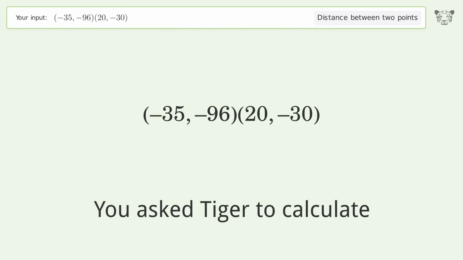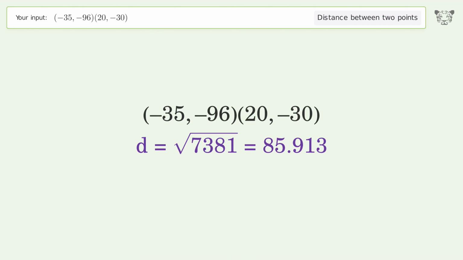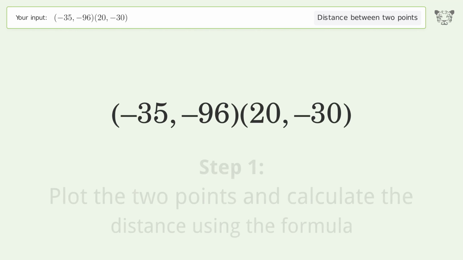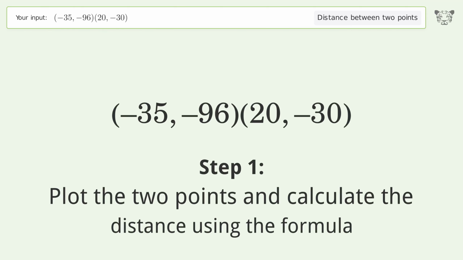You ask Tiger to calculate. This deals with the distance between 2 points. The distance between the 2 points is the square root of 7,381, or 85.913. Let's solve it step by step. Plot the 2 points and calculate the distance using the formula.